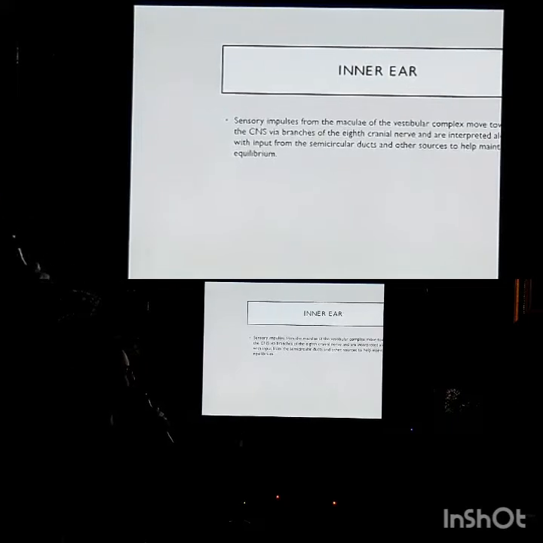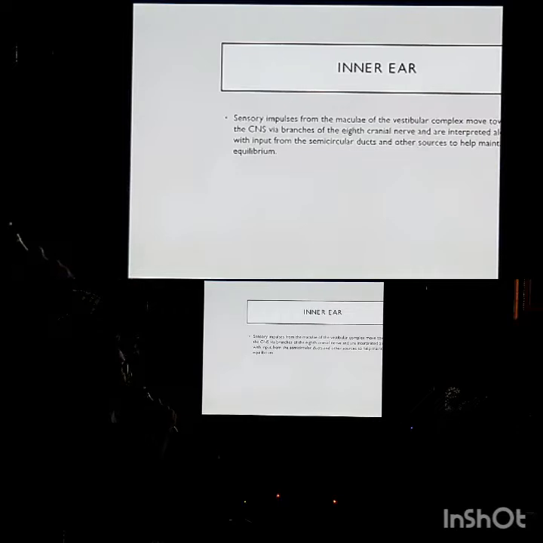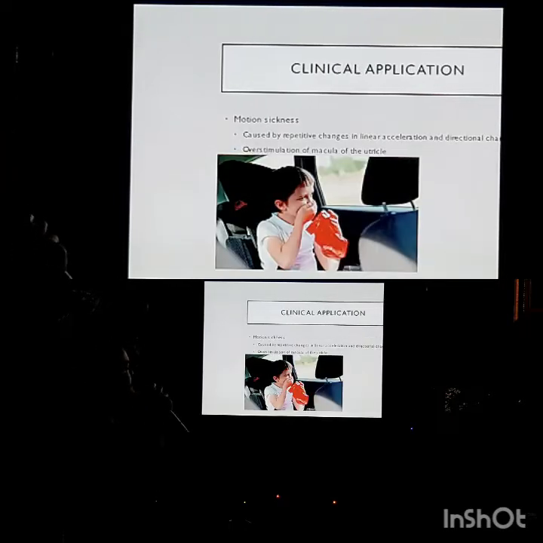So sensory impulses from the maculae of the vestibular complex move towards the central nervous system via branches of the 8th cranial nerve, and they're mixed together with the input from the semicircular canals so that the brain can process your position in space and your movement.